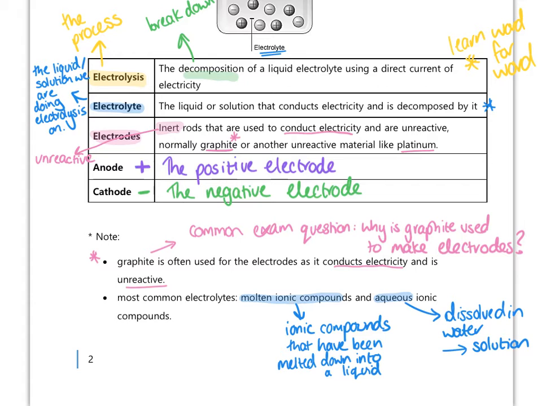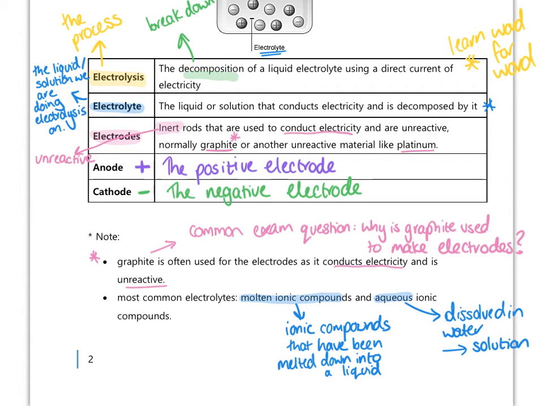So aqueous, remember, means dissolved in water to form a solution. And we know from our year 11 studies that ionic compounds tend to be solids with very, very high melting points. And that's because there's strong attractions between the ions, and therefore a lot of energy has to be put in to break those bonds. So therefore ionic compounds are solids at room temperature.